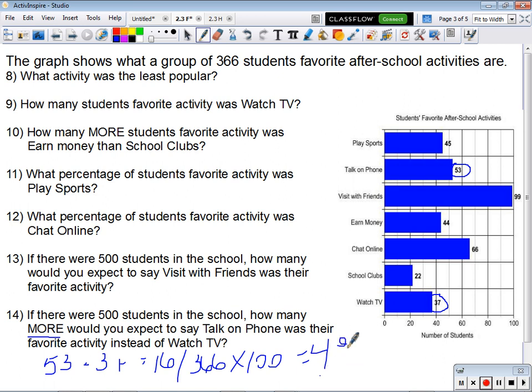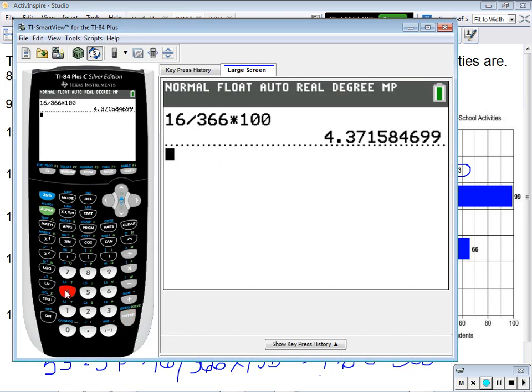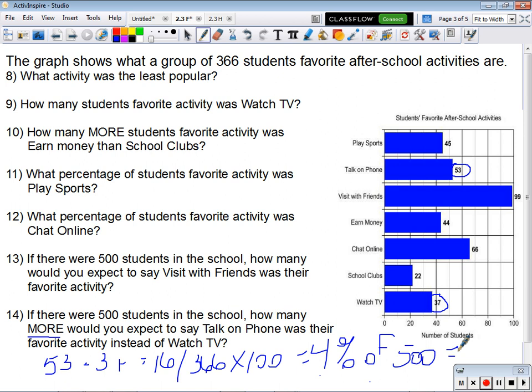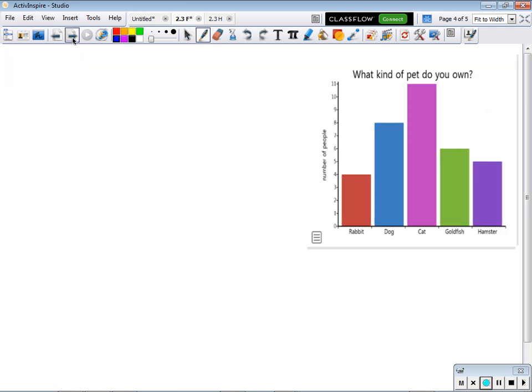Now what I want to know is what's 4% of 500? So to answer that question, I'm going to take 4%, I'm going to convert it to a decimal. So I'm going to do 4 divided by 100, which will be 0.04. And then I'm going to multiply it by 500. So we would expect 20 more students out of 500 to say that talking on the phone was their favorite activity as opposed to watching TV. So that's some different things that we do with taking bar graphs and answering some different questions about them.